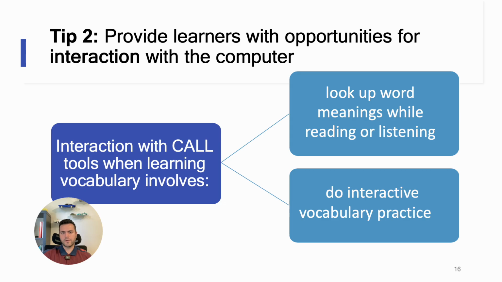And that brings us to the second tip, which is providing learners with opportunities for interaction with the computer. When students learn vocabulary using CAL tools, they shouldn't just be passively consuming information. Instead, they should be actively engaging and interacting with it. And this could mean looking up word meanings right after they encounter them in reading or listening, or doing interactive vocabulary exercises like matching games or fill in the blank quizzes. The more hands-on and immediate the interaction, the more likely the vocabulary will stick.